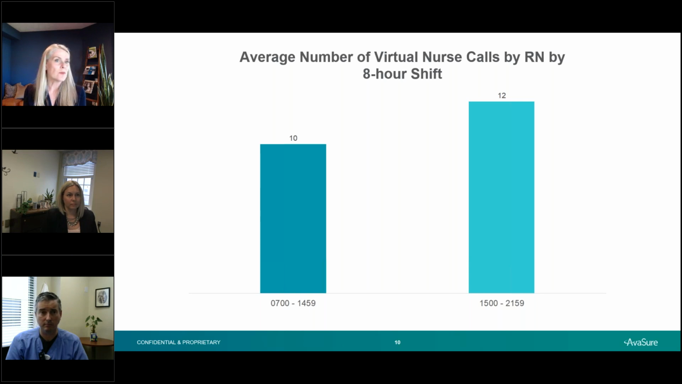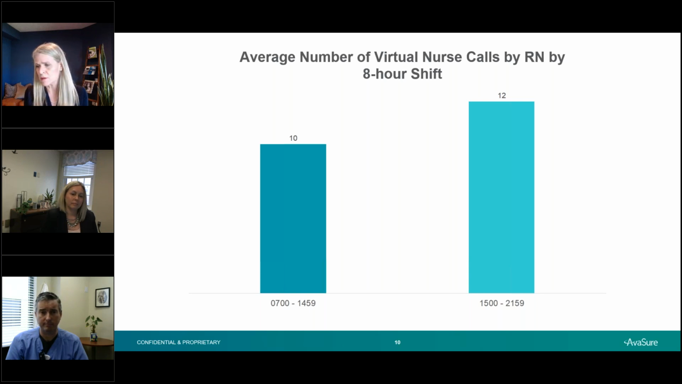It really depends, but just ballparking, we looked at the 7 to 3 shift, and on average, a virtual nurse was doing about 10 interactions with patients during an 8-hour shift. And then that same 3 to 11, it's an 8-hour shift, they're doing a little more interactions.